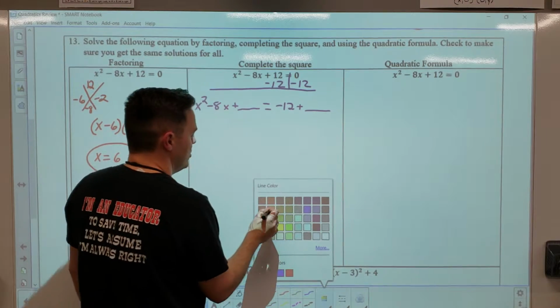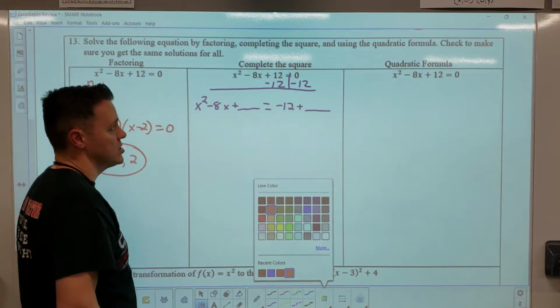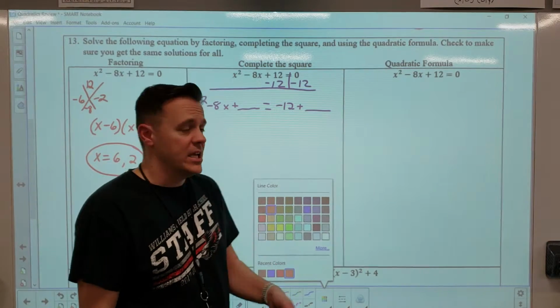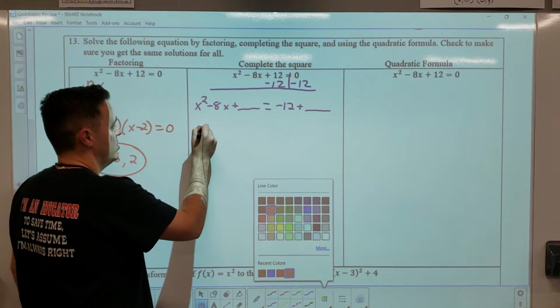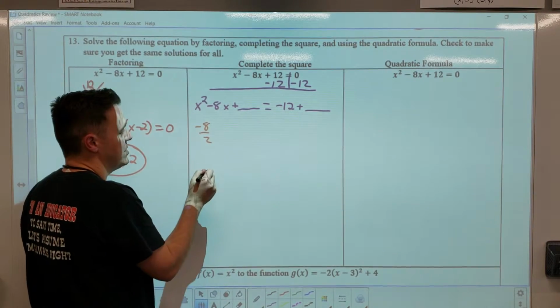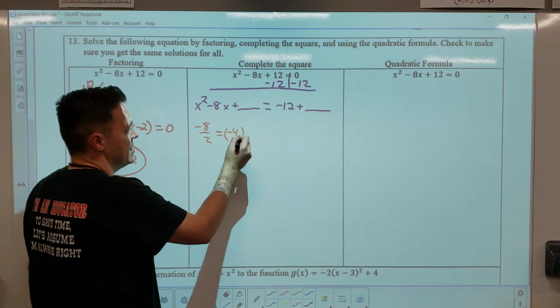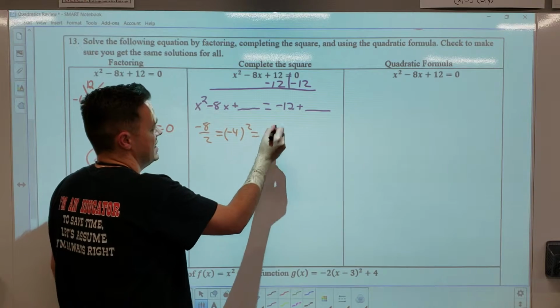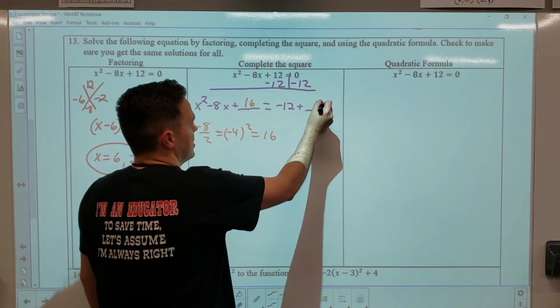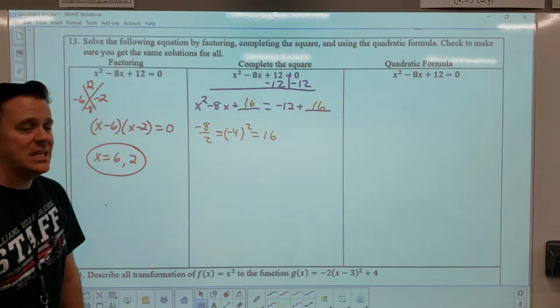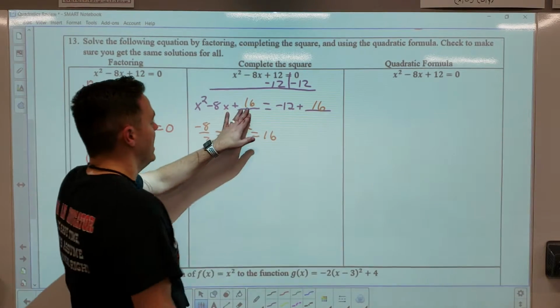All right, and then what you do is what's called completing the square: you take your b value, which is negative 8, and you divide it by 2. That would equal negative 4. You take that number and you square it to get 16. So what number goes in up here to complete the square? It is 16.